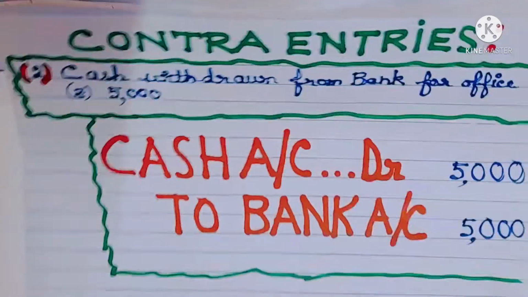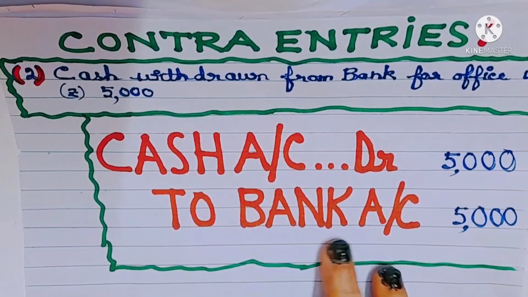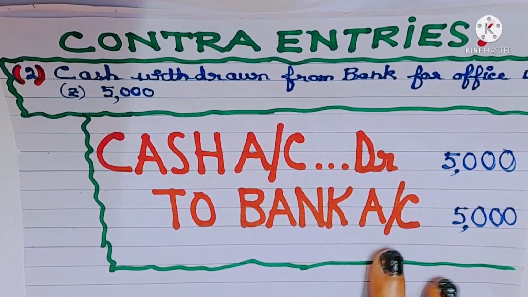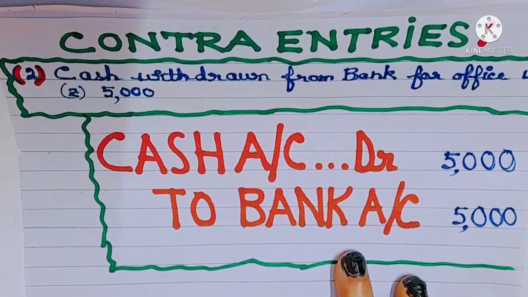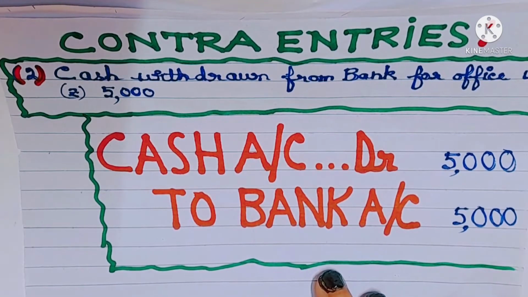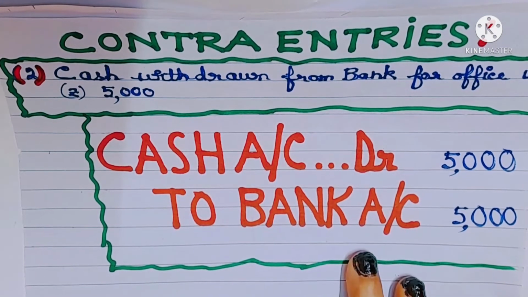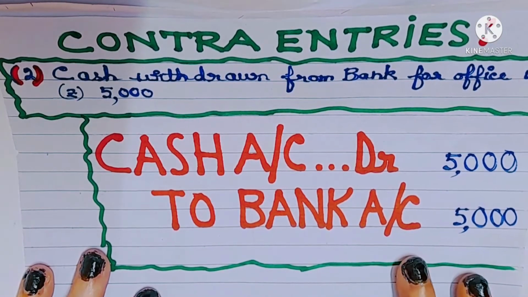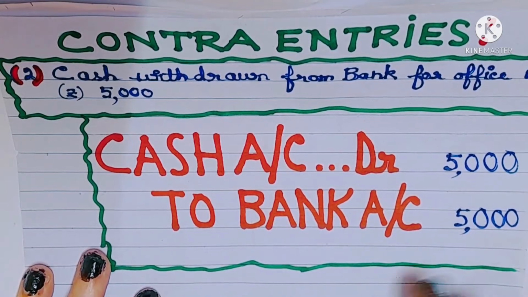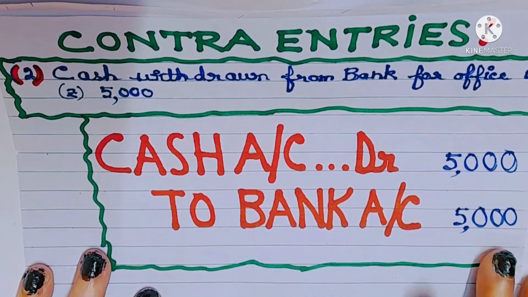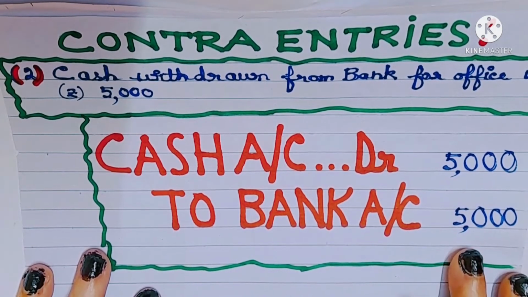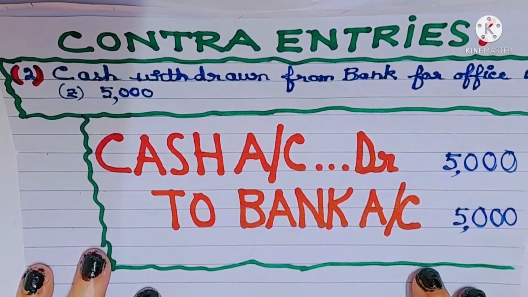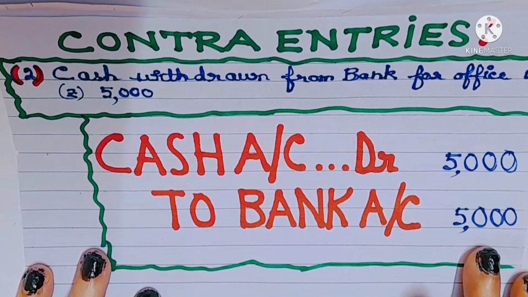So what is the position of bank account? Since bank account is on the credit side, cash account will also be on the credit side. And 5,000 will be recorded in the bank column. Why? Because we are looking at the position of bank account. So 5,000 will be recorded in the bank column. And moreover, when you are withdrawing cash, the bank balance is reduced. So on the credit side, 5,000 goes out.